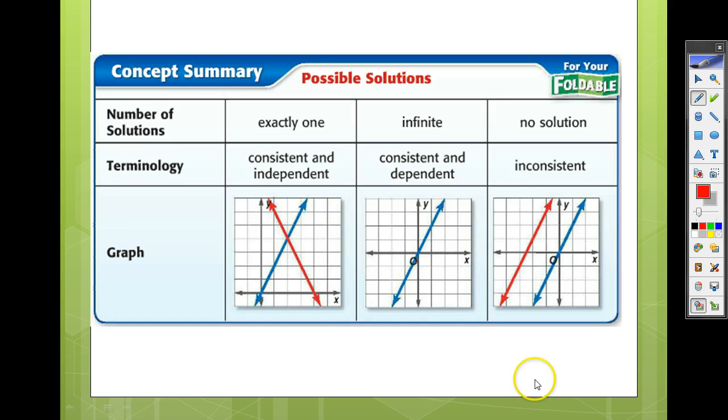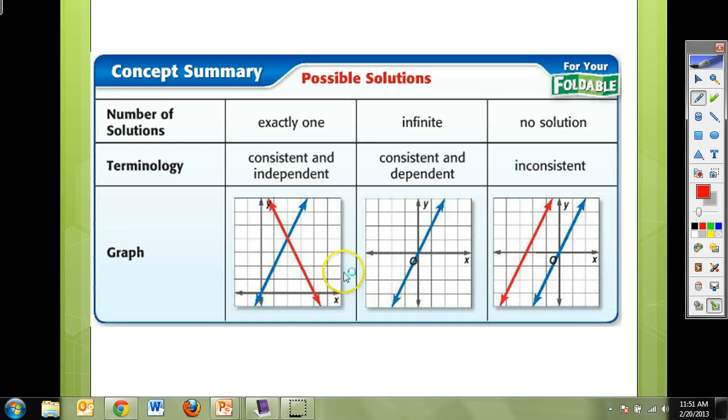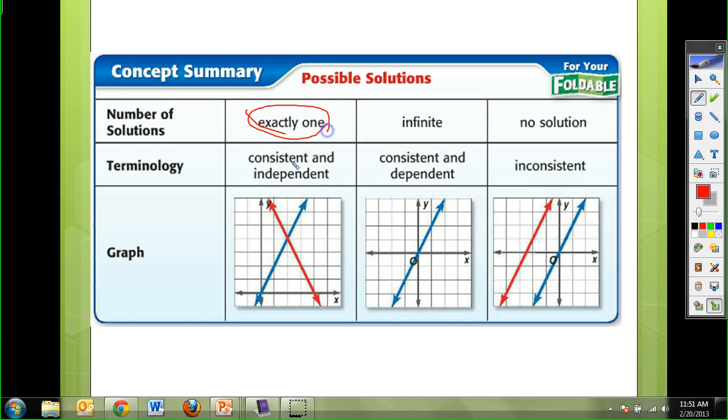When you're doing these systems, there are going to be 3 possible solutions. When you have a graph like the one we just looked at, they meet at exactly one point, exactly one solution, then you say they're consistent and they're independent.